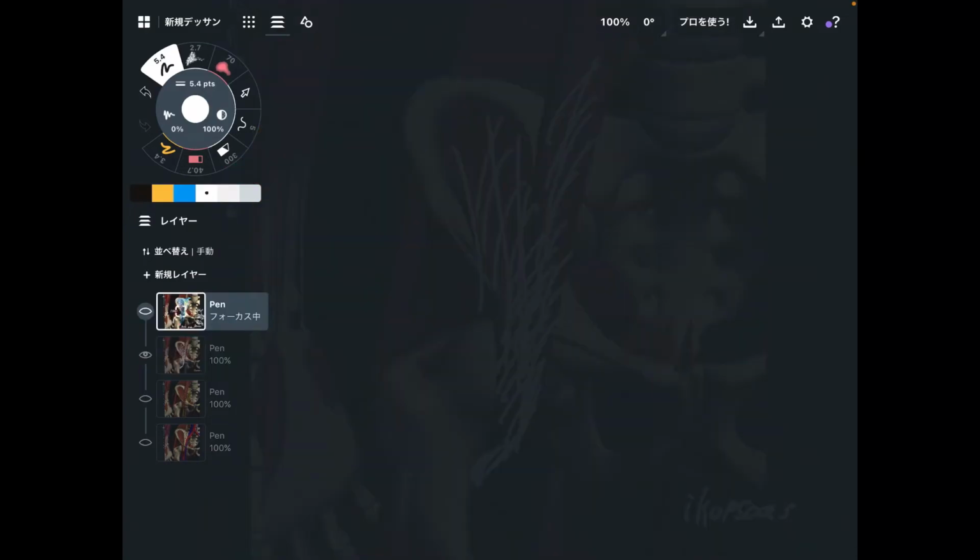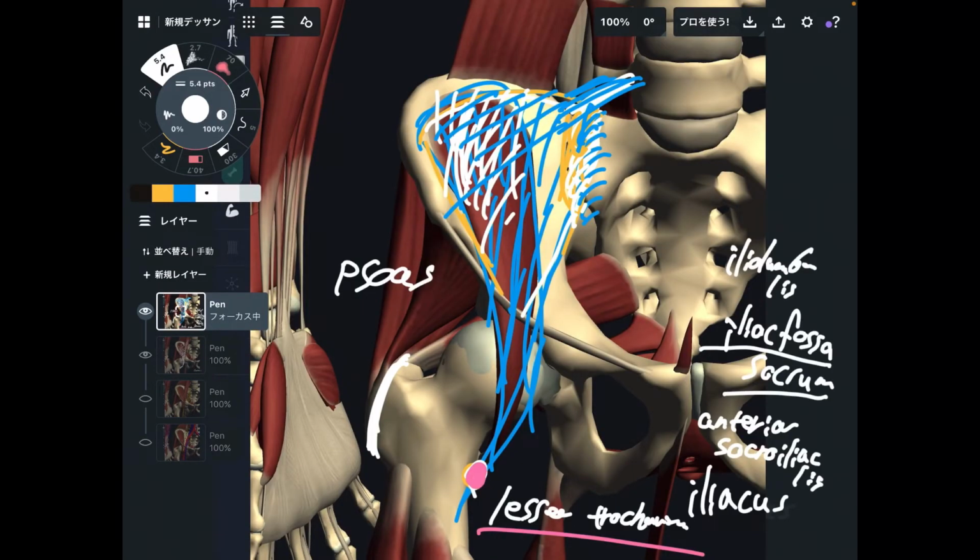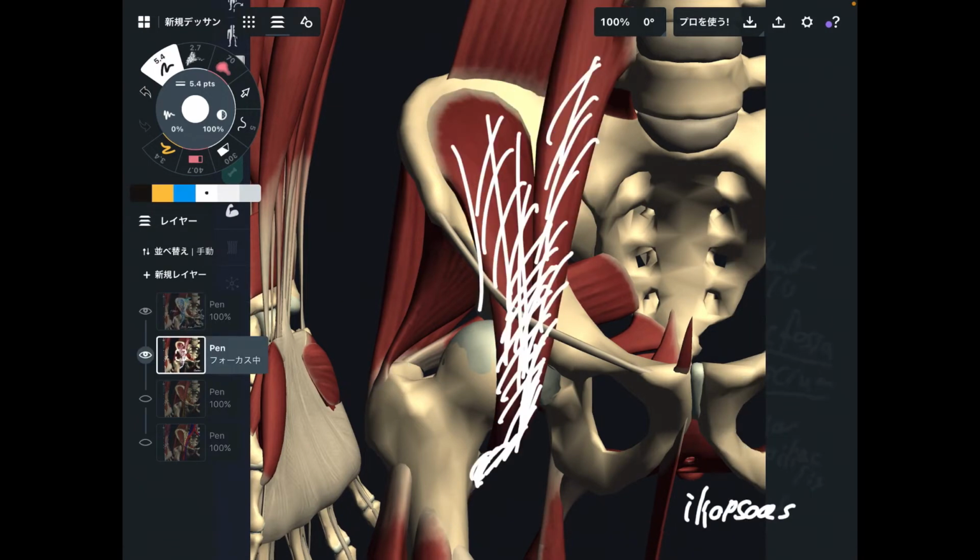Now let me talk about its function. Alright, since iliacus crosses the hip joint, this muscle can move the hip joint. What kind of movement is that? There are two movements. One main movement is hip flexion. Very important hip flexor. Then one more movement, that is external rotation. Hip flexion and hip external rotation.